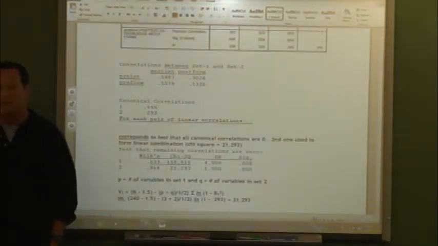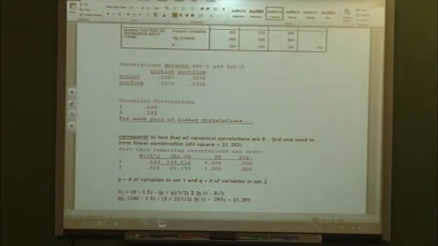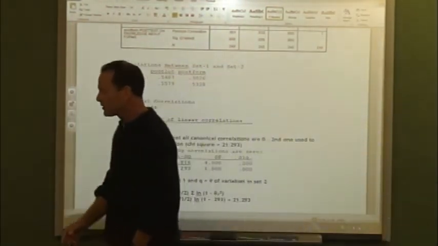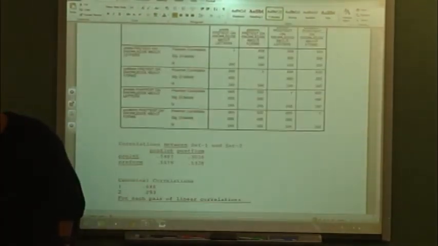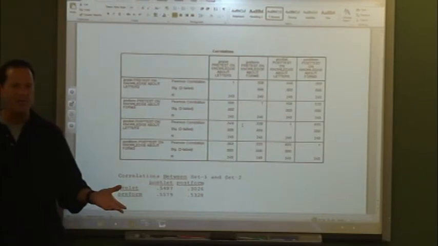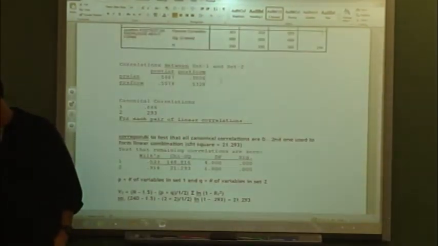Now this is when things get a little bit new. You get the correlations between the sets. So post-test and pre-test letters is 0.55. Same here, everything so far is from the correlation matrix.